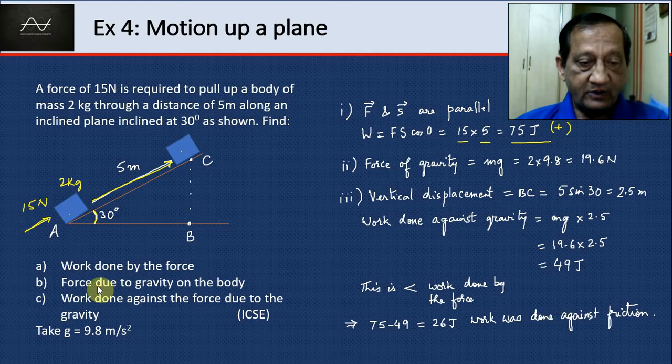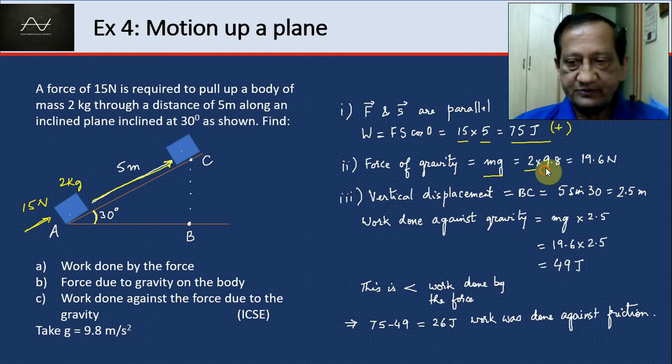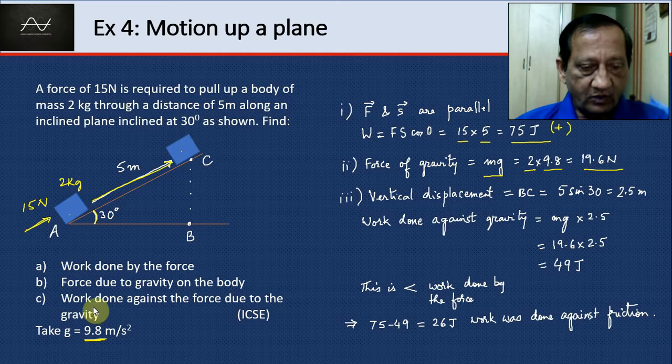Second, what is the force due to the gravity? Well, that is just the weight, mg. M is 2 kg and g is supposed to be taken as 9.8 over here. 19.6 Newton is the force of gravity. Third, what is the work done against the force due to the gravity?